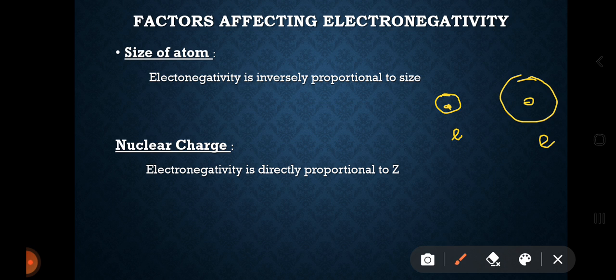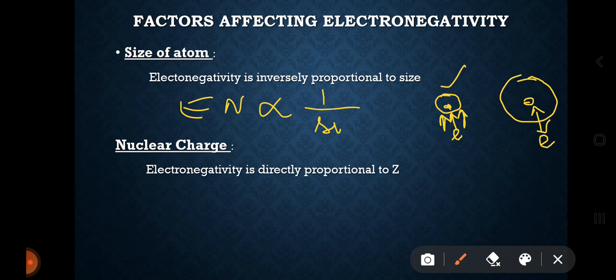Which atom will attract the electron faster? The smaller sized one or the larger sized one? It is obviously the smaller sized one. Why? Because the positively charged nucleus which is present in the center of the atom is very close to the electron, so it will attract very easily and very readily, whereas here the distance between the nucleus and the electron is very large, so it doesn't attract as fast as the smaller atom does. So we can say electronegativity is inversely proportional to the size of the atom.